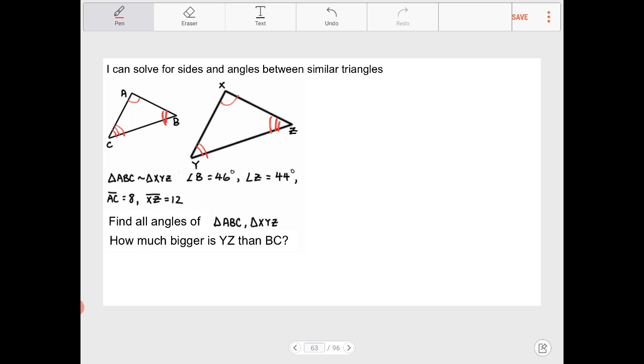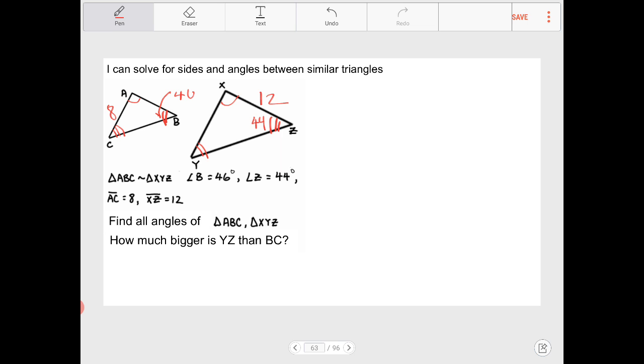It is really important that you are aware of this, so that when you are labeling the diagram, it corresponds correctly. So angle B is equal to 46. Angle Z is equal to 44. So if this is true, and I know that AC is equal to 8, XZ is equal to 12, what I need to do now is figure out all the different angles between the two triangles.